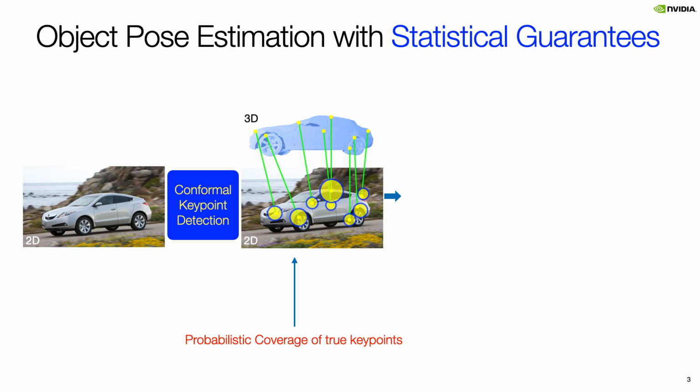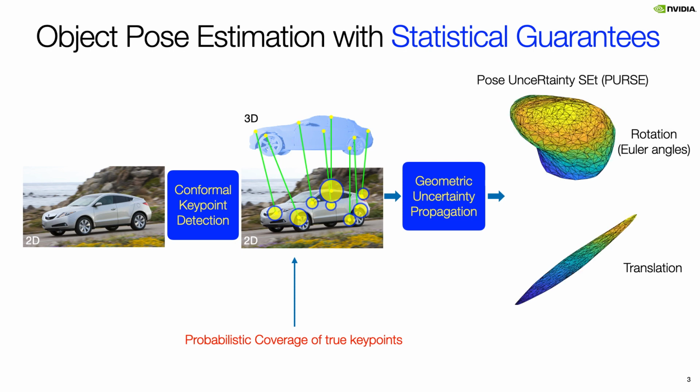the user-specified probability. And then in the second stage, we propagate the uncertainty on the keypoints to the 6D pose, forming what we call the pose uncertainty set, or PURSE in short. Here we show the boundary of the PURSE plotted in 3D Euler angles and translations. Similar to the 2D yellow balls, what we can guarantee is that the ground truth pose lies in this PURSE with the user-specified probability guarantee. Now we can tell you a little bit of detail about how we have designed the two stages.